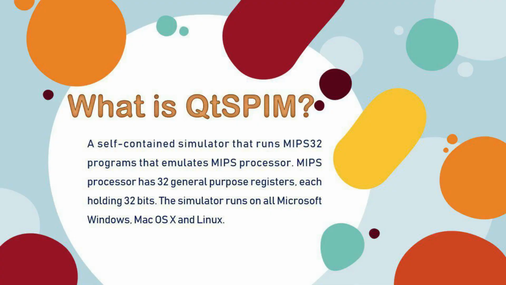What is QTSPIM? A self-contained simulator that runs MIPS 32 programs and emulates the MIPS processor. The MIPS processor has 32 general-purpose registers, each holding 32 bits. The simulator runs on Microsoft Windows, Mac OS X, and Linux.